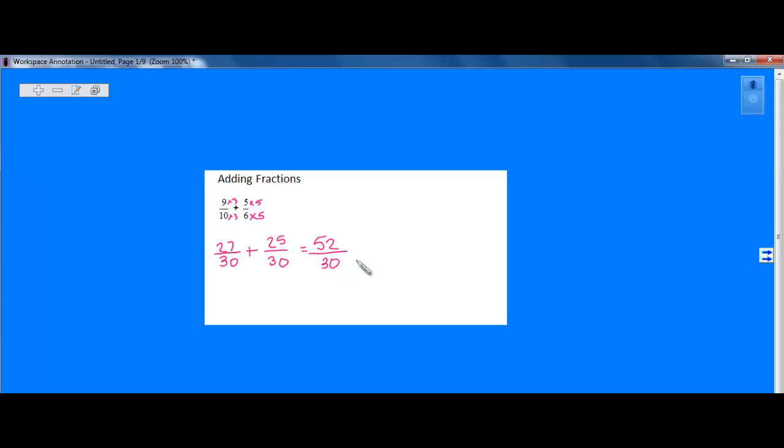I can't leave it like this because this is an improper fraction. In order to simplify it, I will pull out one whole, so that's 30/30ths. I will make one whole, and I'm left with 22/30ths. This can still be simplified because they are both even, and I end up with 1 and 11/15ths.